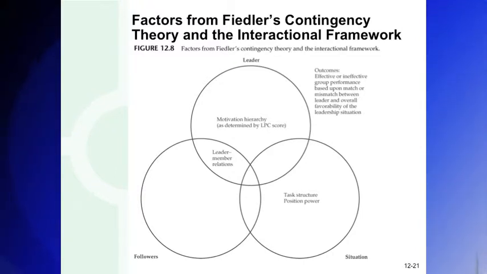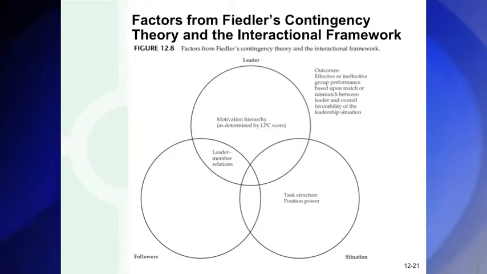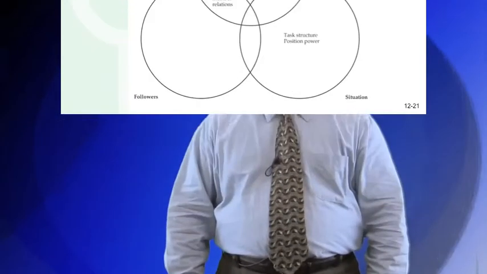The leader is a motivation hierarchy as determined by LPC. It talks about the followers in terms of leader-member relations, and there's some overlap there. And then the situation, where there's task structure and position power. The outcomes in terms of Figure 12.8 is the effective or ineffective group performance based upon match or mismatch between the leader and overall favorability of the leadership situation. So Figure 12.8 really speaks to the importance of selecting the appropriate leader given the situation that they find themselves in.